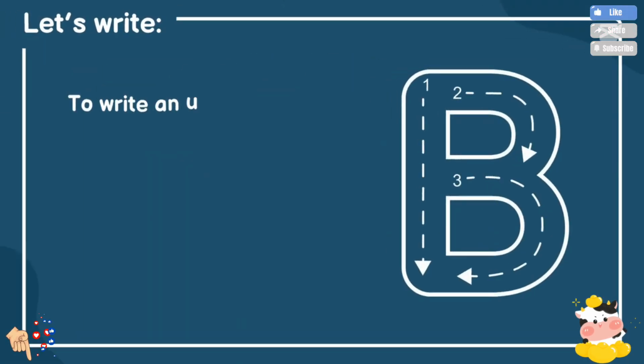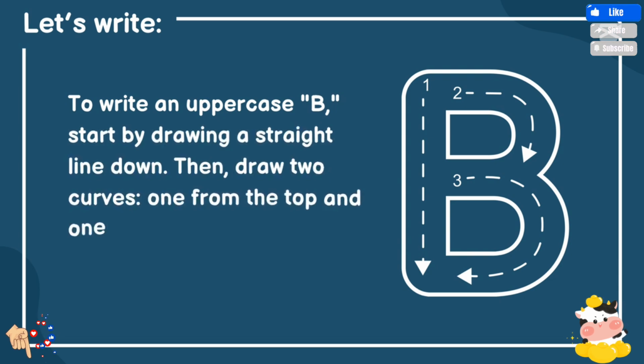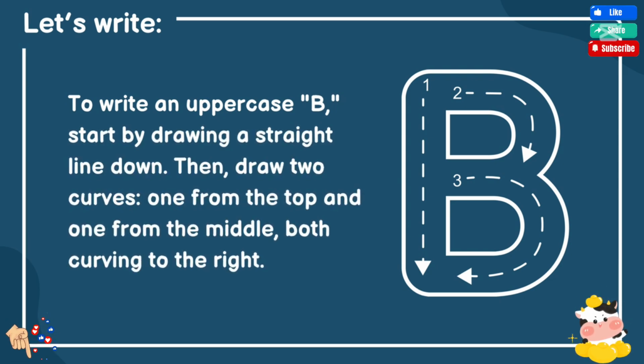To write an uppercase B, start by drawing a straight line down. Then, draw two curves, one from the top and one from the middle, both curving to the right.